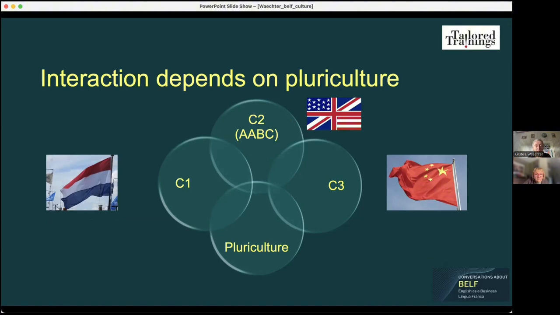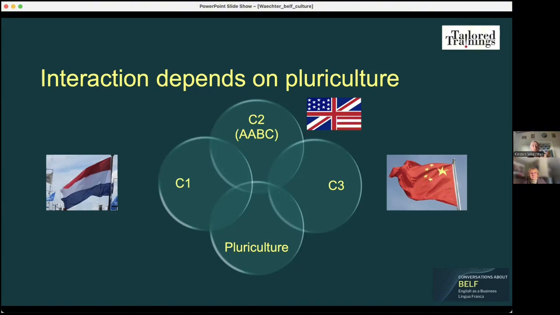So we have here culture 1, which would be national culture, like Dutch culture, but it could also be a company culture of KLM or something like this. Then we have culture 2, which is the one, again, they learned, which is this Anglo-American business culture. And we have culture 3, that would be, in our case, the Chinese culture. And instead of BELF, we have here pluriculture.